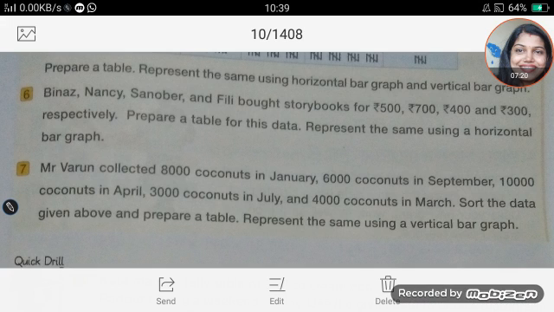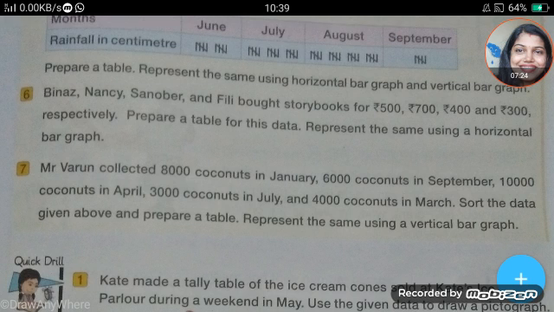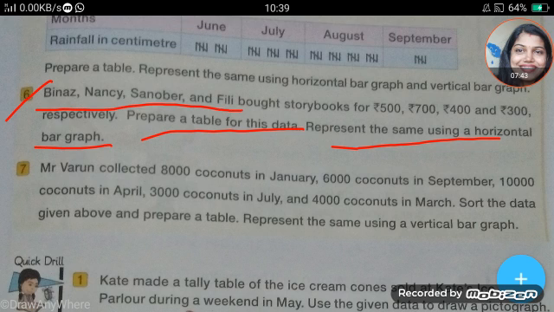If you ask me about the sixth question, children, the sixth question is about Binaz, Nancy, Sanober and Philly, who bought storybooks for 500, 700, 400 and 300 respectively. Prepare a table for this data and represent the same using a horizontal bar graph. So here the label becomes the names of the children, or you can say the girls, and they bought a storybook, that is the cost is given. So this becomes your data, and you have to represent all this in terms of a horizontal bar graph.